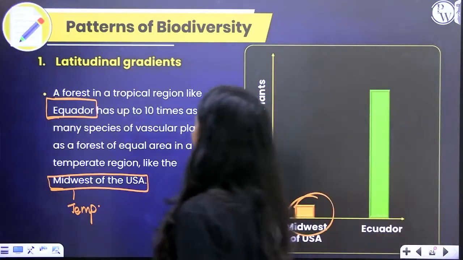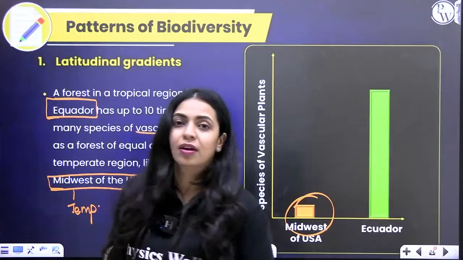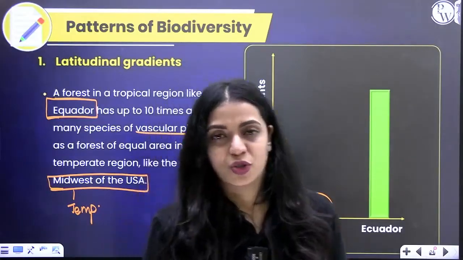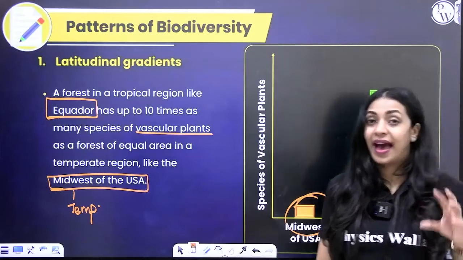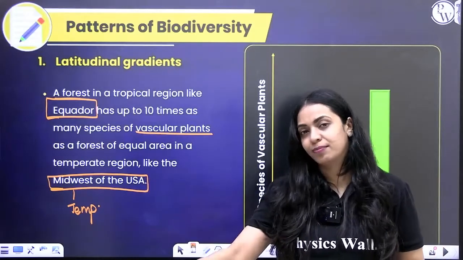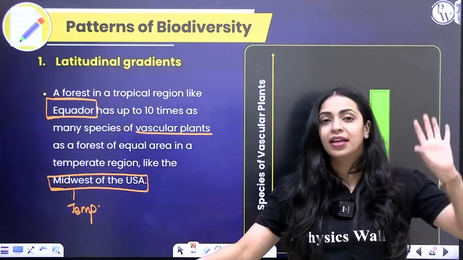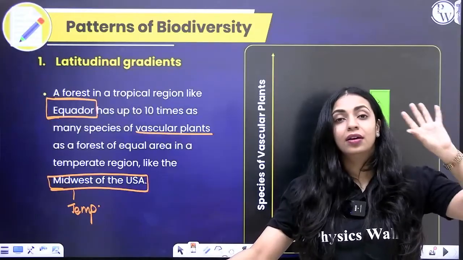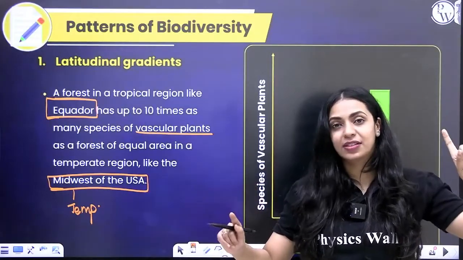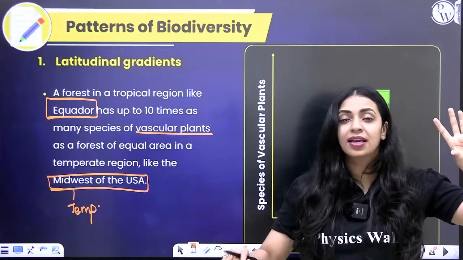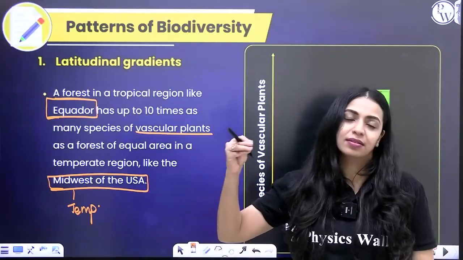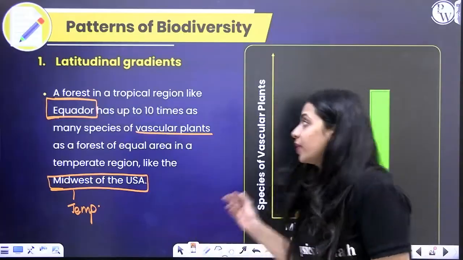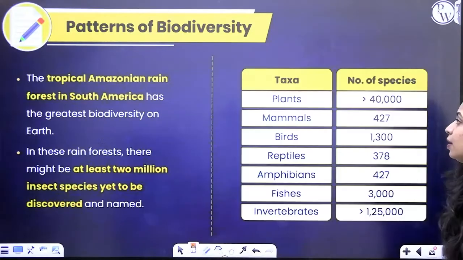Now, what are these vascular plants? Vascular plants include all of your pteridophytes, gymnosperms and angiosperms. So if you consider these groups of plants, you can see how the species diversity of vascular plants in Ecuador, near the equator, is about 10 times greater than in the temperate Midwest of USA. Okay, so this is another example.